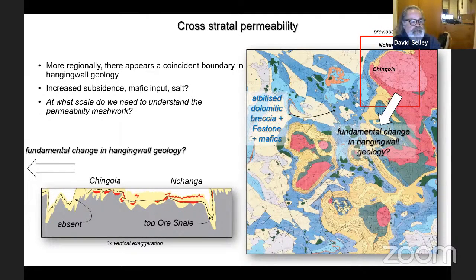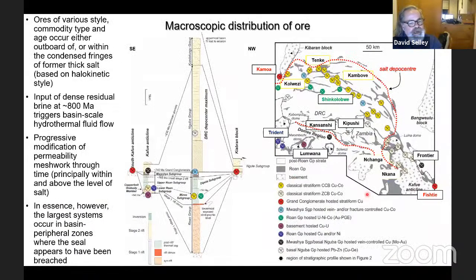ubiquitously barren and pyritic. Okay, so it's suggesting here that we really need to understand the permeability meshwork at high levels of the stratigraphy, way up into the hanging wall, and that's potentially playing an equally important role to the hydrological architecture deeper in the profile. How wide do we have to go? Well, arguably to the basin scale.